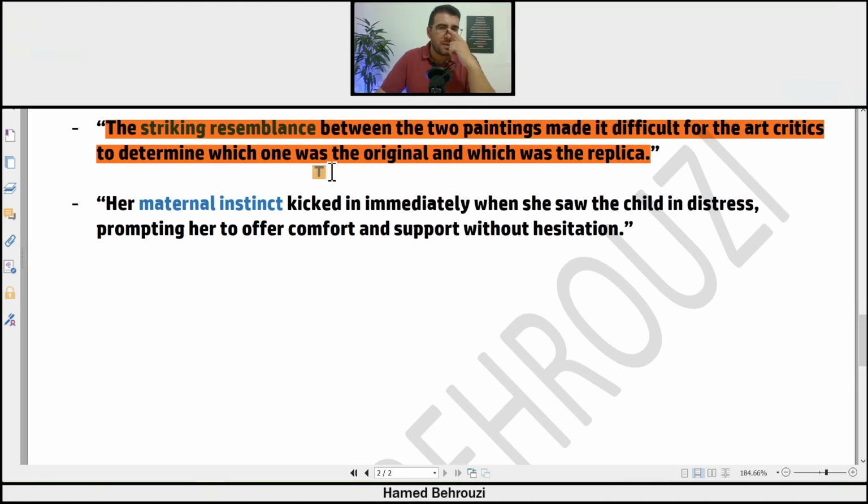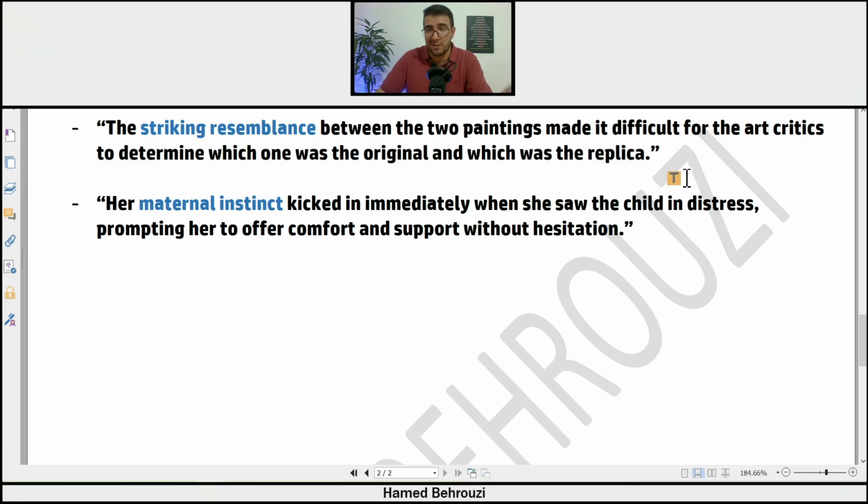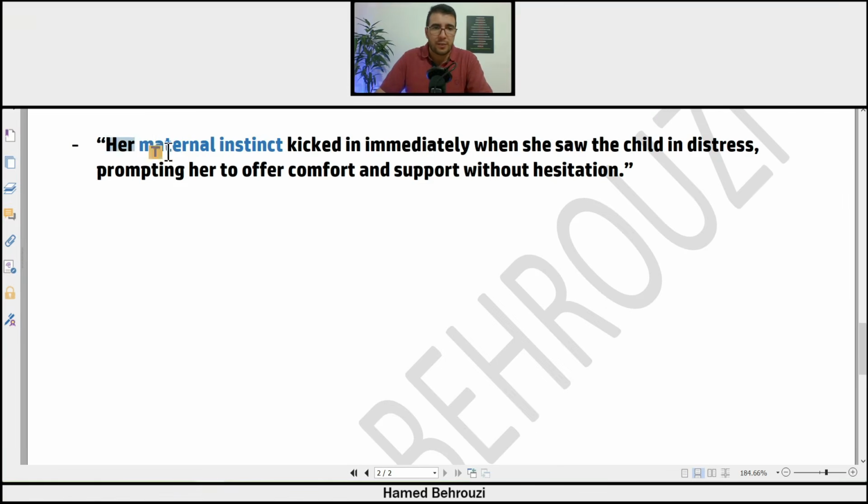The striking resemblance between the two paintings made it difficult for the art critics to determine which one was the original and which was the replica. It's easy, replica is a copy of something. I think that's the only thing that we can mention here. There's nothing else that an IELTS student doesn't know. Next one.